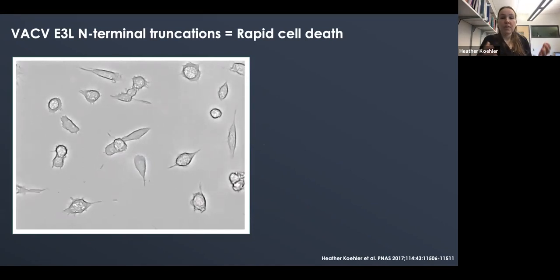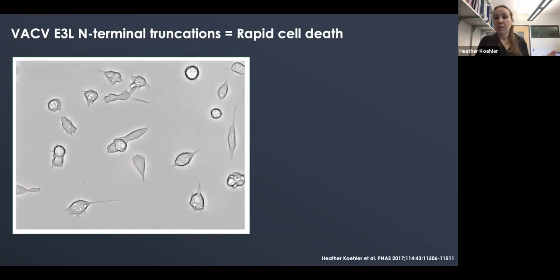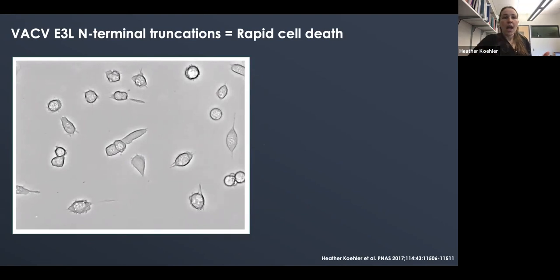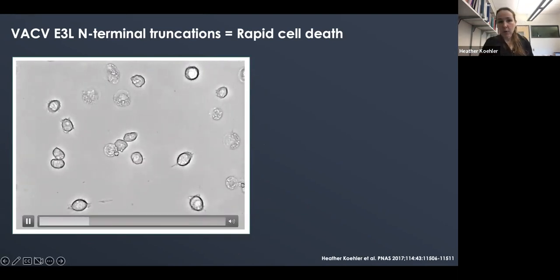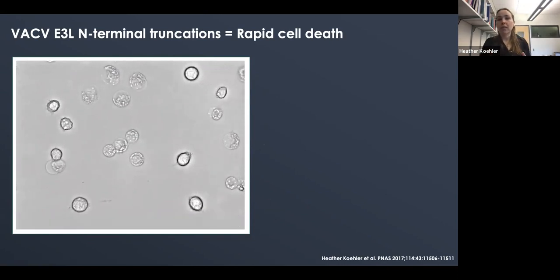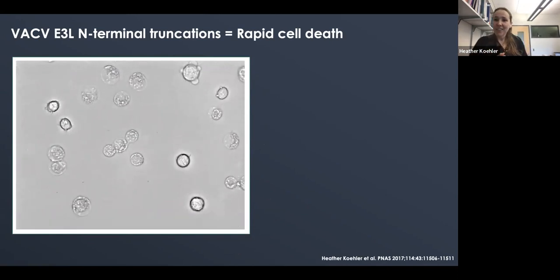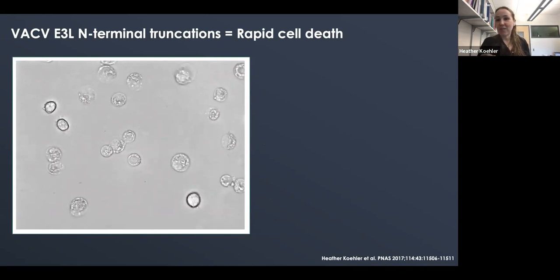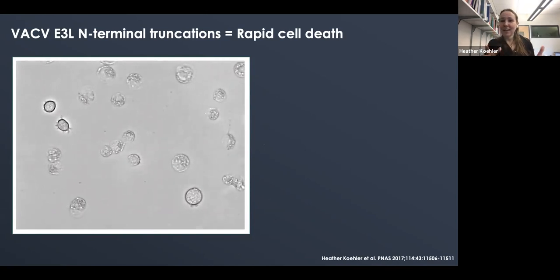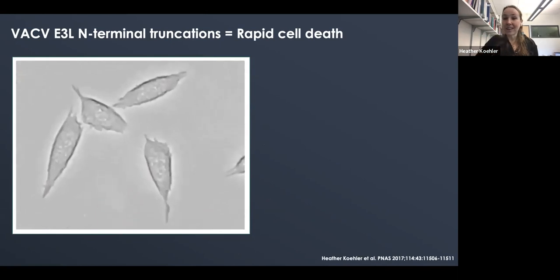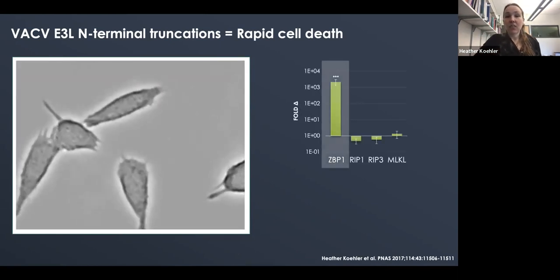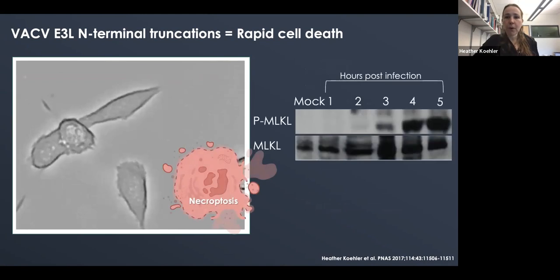So we have this direct competition for Z-form nucleic acids, right? And when we take away the virus's ability to inhibit, within 6 hours post-infection, these cells literally just burst open. Has anyone seen Shrek and seen Fiona blowing up the bird? That's what I kind of think of happening here, right? They're just exploding, which creates a whole new level of inflammatory signaling that we can look at. So I'm going to skip this part.